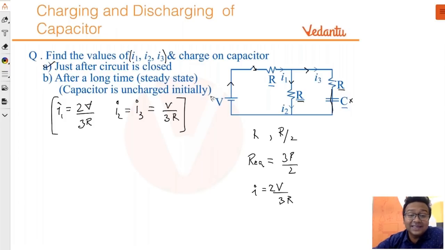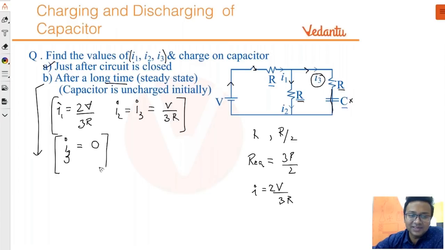Now, students, next thing, what is going to happen after a very long time? After a very long time, we say that a steady state has been reached. My capacitor has now become fully charged. Now, if my capacitor has become fully charged, is there any current going to flow through that? No. Then in that case, my dear students, after a very long time, my I3 will become equal to 0. My I3 will technically become equal to 0.